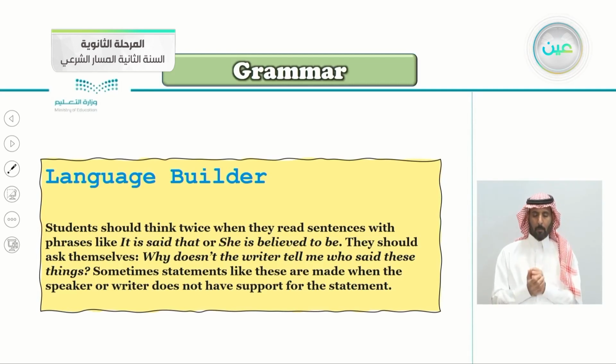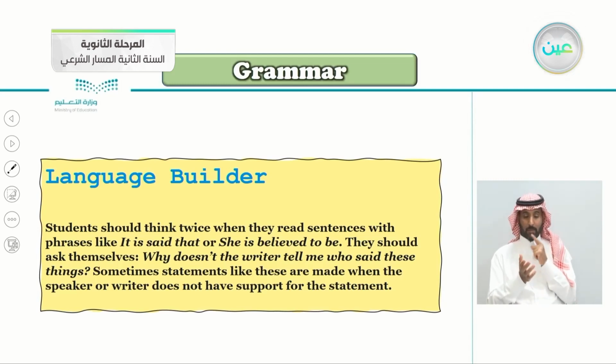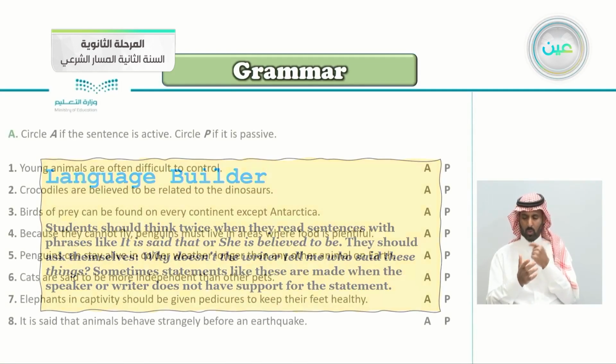This is an interesting question. Sometimes statements like these are made when the speaker or writer does not have support for the statement. Again, that he doesn't know who said that or that we don't care. So why doesn't the writer tell us who said these words? Sometimes the speaker or even the writer doesn't have support for the statement. So we don't know who said it.